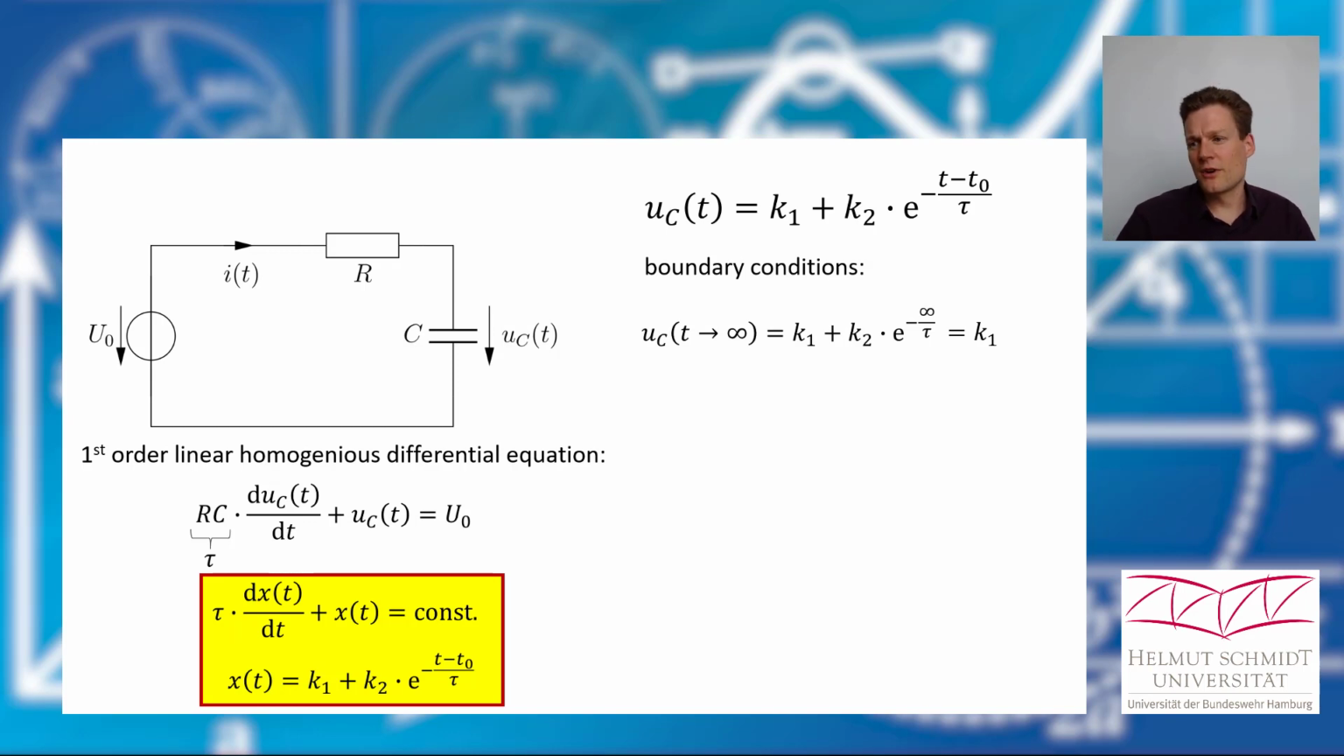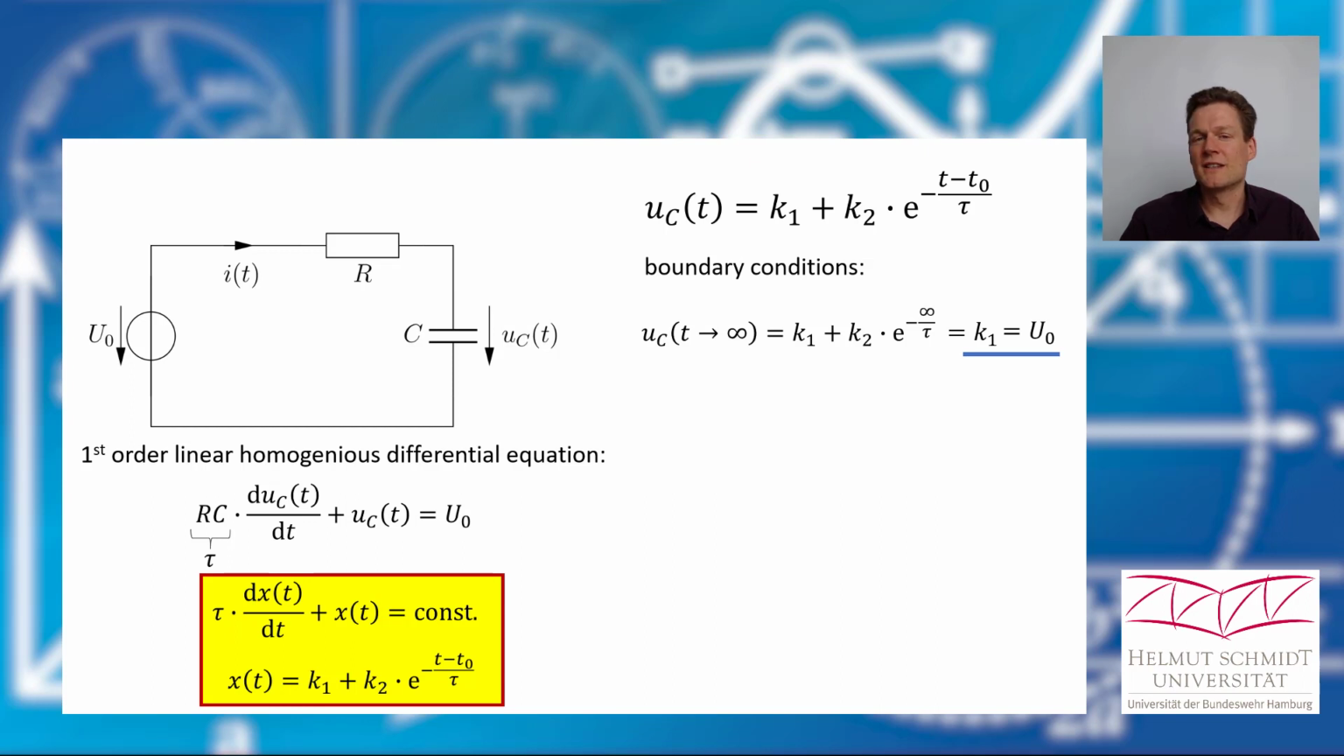And now let's have a look at our circuit. What happens when we close the switch and wait long enough? When we wait long enough, the capacitor will be fully charged, and that means that no current would flow anymore. And that means that we have no voltage drop at our resistor, and according to Kirchhoff's voltage law, UC would be the same as U0. So therefore we found our first constant.